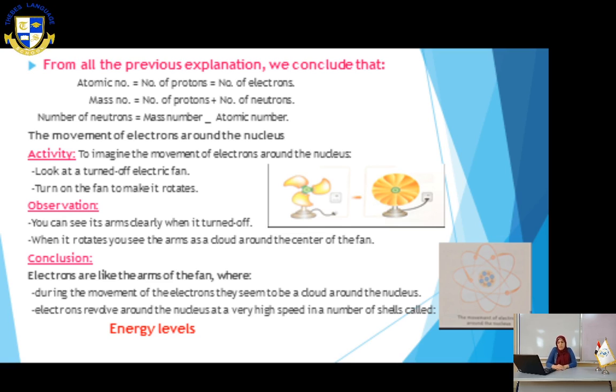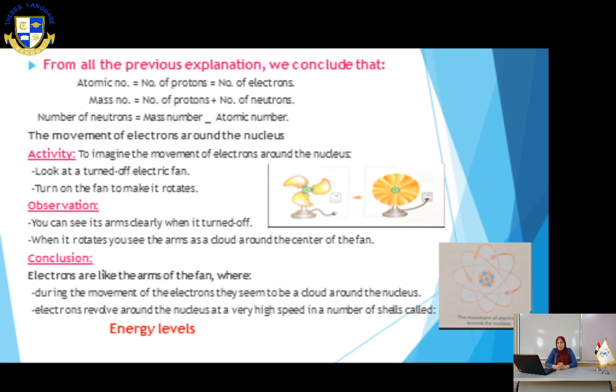The movement of electrons around the nucleus. We have a small activity to imagine the movement of electrons around the nucleus. Bring a turned off electric fan and look at it. You can see it clearly. Turn on the fan to make it rotate. Observation. You can see the arms clearly when it is turned off, but when it rotates, we see the arms as a cloud around the center of the fan. Conclusion.